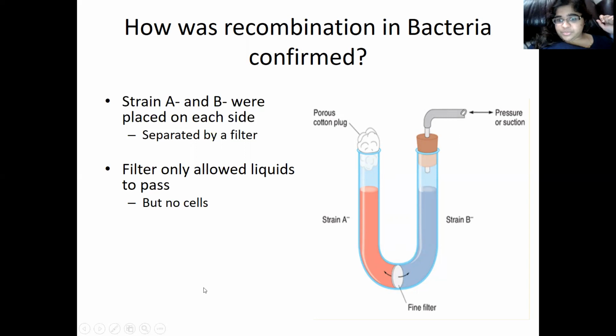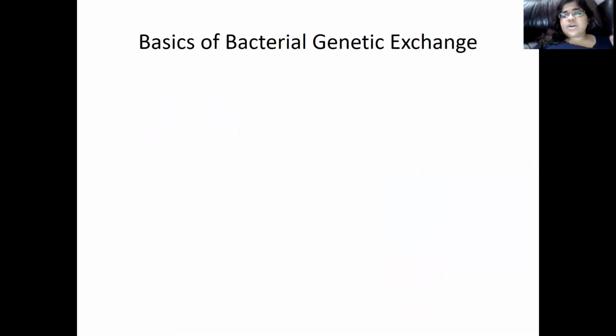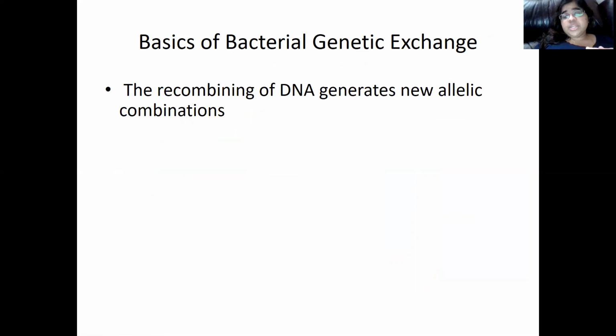But no cells could move around in there. And after a little while, they incubated it, they plated it, and they saw strain A, strain B, but they had no prototrophic colonies. So this is how we kind of led to what is the basics of bacterial genetic exchange.